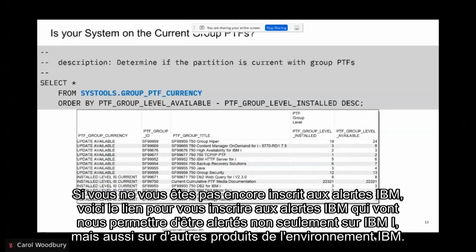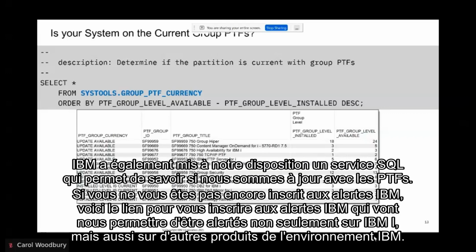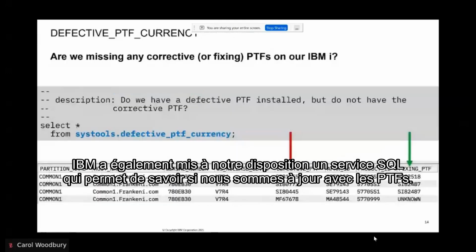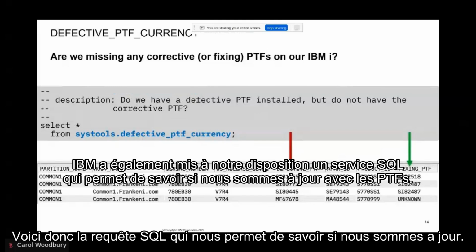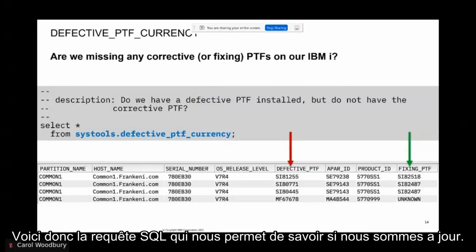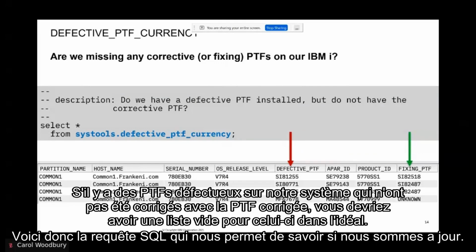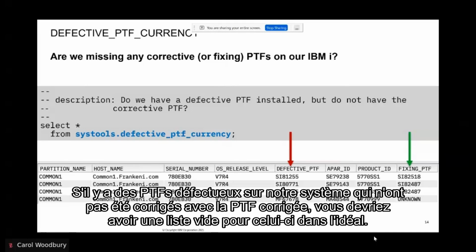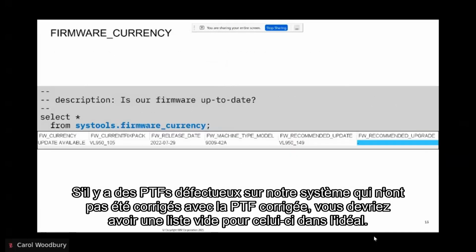IBM has also provided us SQL services to let us know if we're current. So this is the SQL that allows us to know if we have current group PTFs. If there are defective PTFs on our system that have not been fixed with the corrected PTF, you want an empty list for this one, by the way. And if our firmware is current.